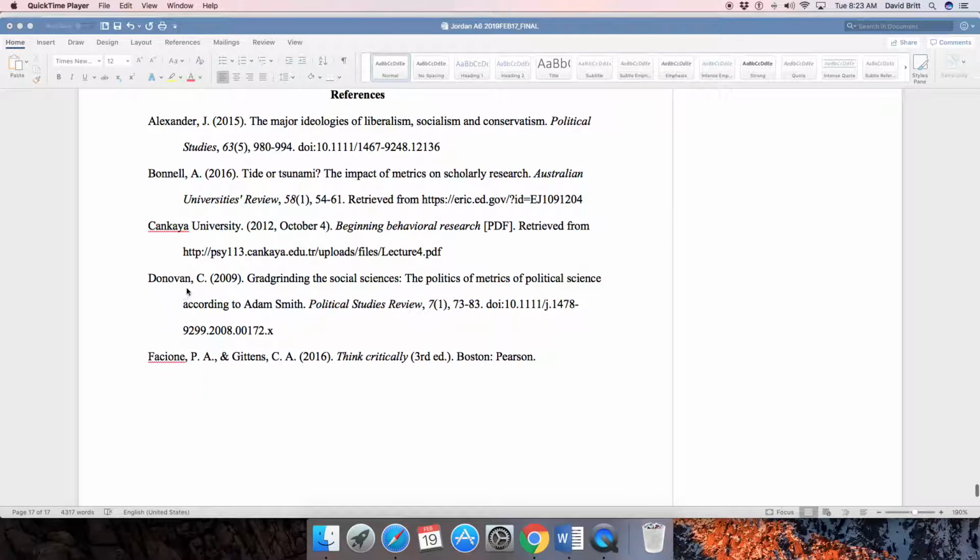This next one is interesting because it, again, is a single author, published in 2009. That is the name of the article, Grad Grinding the Social Sciences, semicolon, or colon. Since it has a colon, the next word following the colon starts with a capital letter. So this is one of the only exceptions to these small letters that you have in these sections. So if it follows a colon, you can start it with a capital letter.